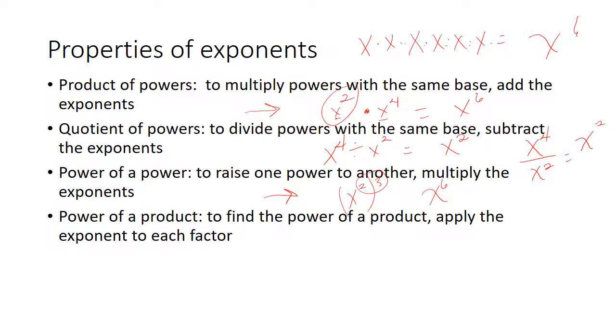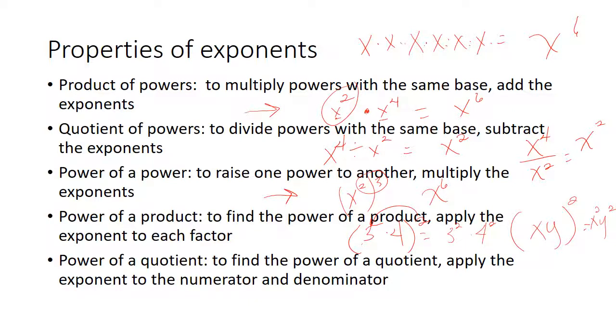And the power of a product. To find the power of a product, you're going to apply the exponent to each factor. So if we had, say, 3 times 4 and the whole thing was squared, especially if they are letters and it's a little harder to do, it would be the same thing as saying 3 squared times 4 squared. So with letters, let's say you had xy squared, that would be x squared y squared.